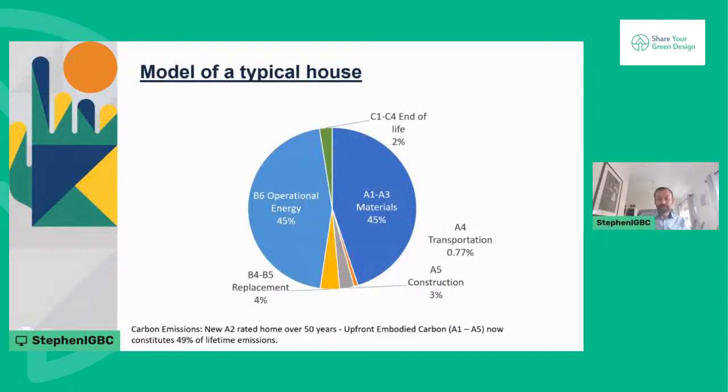So I modelled a very modest concrete block house here in Ireland because concrete block is still the most common way of building here in Ireland. And this is what a new, well-rated A2 rated building might look like in Ireland today. You can see that 45% of the lifetime emissions are from operating the building, so heating and cooling, mostly heating. But 45% also comes from producing materials to build it too.